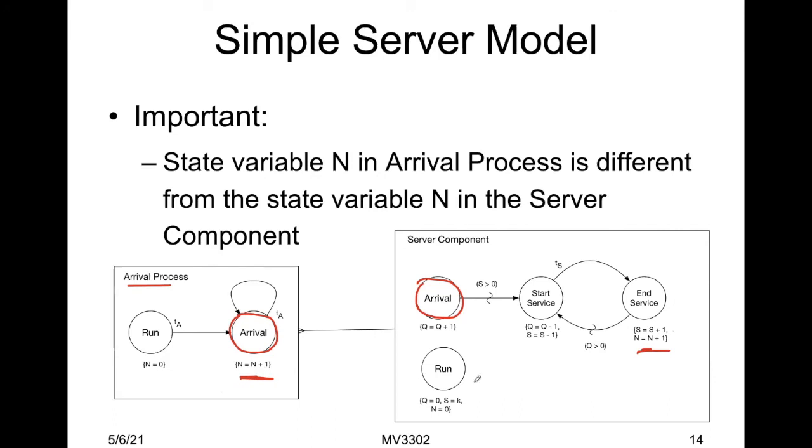Remember in the Java class, I ranted about encapsulation, and that's what's going on here. The arrival process encapsulates its state variable, the number of arrivals. And the fact that I'm calling it n, and over here, this n is the number served, is totally encapsulated by the server component. So they are completely different, and there's no ambiguity.